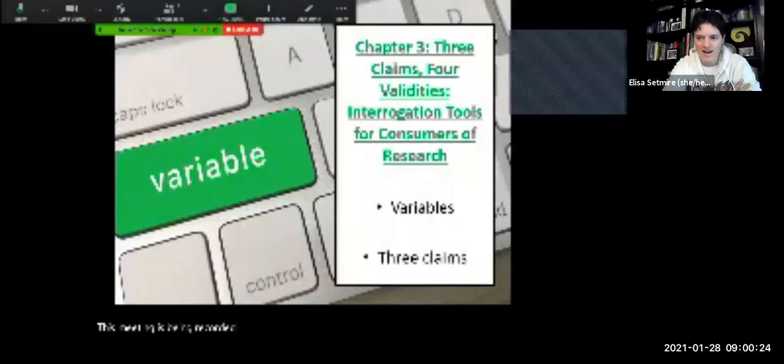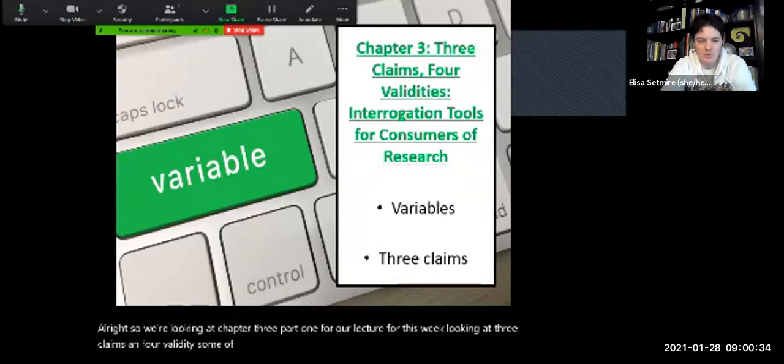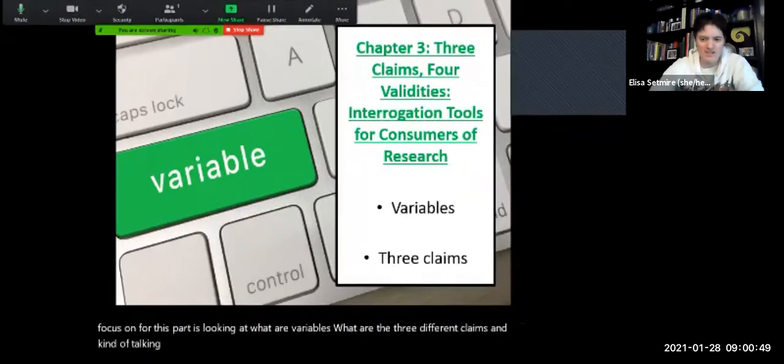All right, so we are looking at chapter 3, part 1 for our lecture for this week, looking at 3 claims and 4 validities, some of the interrogation tools for consumers of research. So, what we will focus on for this part is looking at what are variables, what are the 3 different claims, and kind of talking about some of those components.